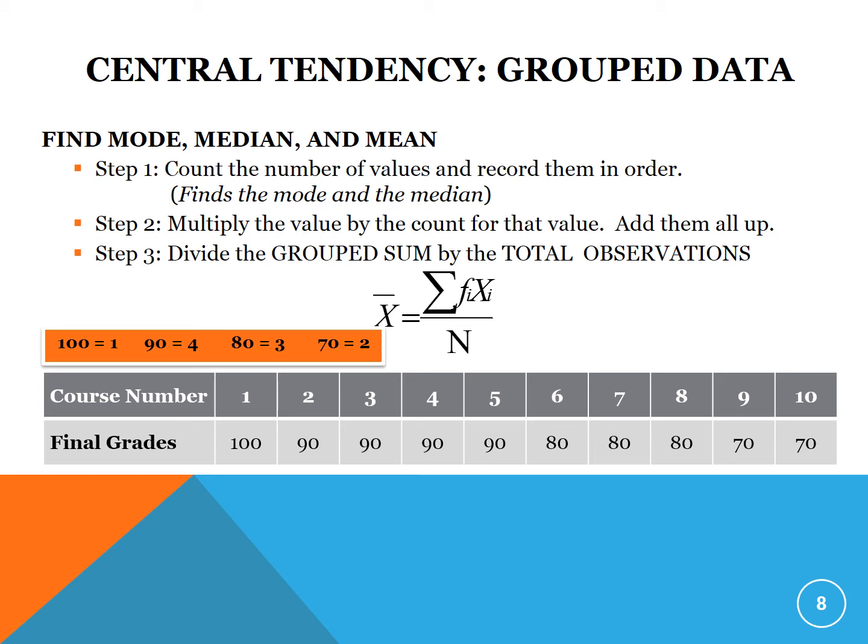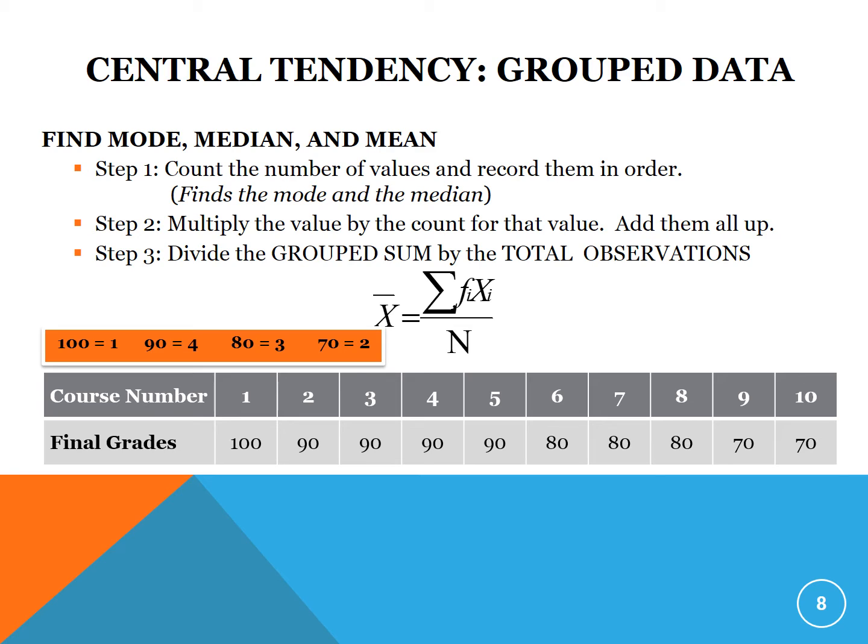So this slide is simply just allowing us to do things quicker, right? Because we're grown-ups now. We don't have to add everything up. We can multiply when there are multiple things that can be grouped together. All the 90s can be grouped together, all the 80s, all the 70s, and we can multiply them by the total number that there are for those values, okay? So 100 times 1, 90 times 4, 80 times 3, 70 times 2. That's how we get the sum, right?